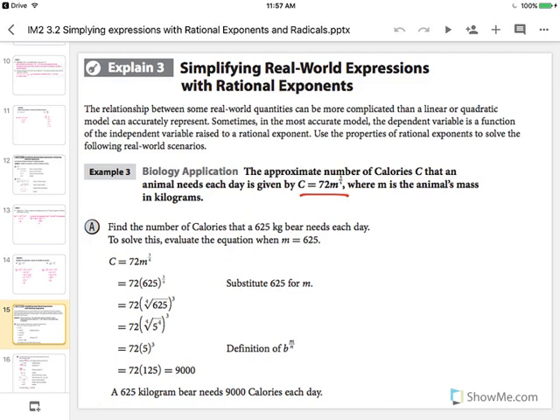Then this becomes the 4th root of 625 raised to the 3rd power. But 625 is the same as 5 to the 4 power. So the 4 power and the 4th root cancel out, which gives us 5 to the 3rd power, which is 125, times 72, which gives us 9,000. So we say that a 625 kilogram bear needs 9,000 calories each day.